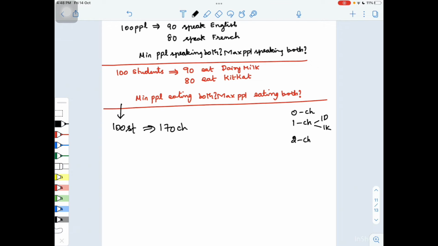Or they are getting 2 chocolates. If they are getting 2 chocolates, it means they are getting 1 Dairy Milk and 1 Kit Kat. Now some of you might have a question: is it possible that somebody can get 2 Dairy Milks?